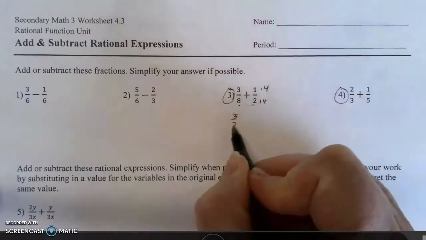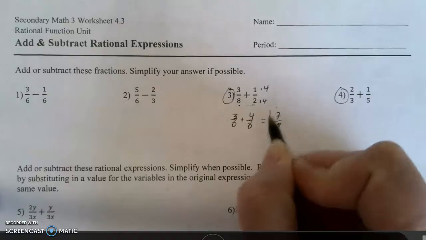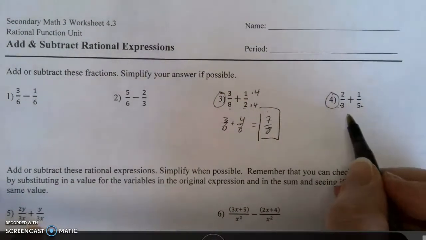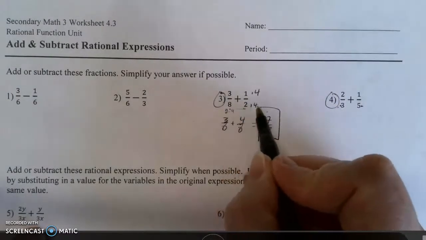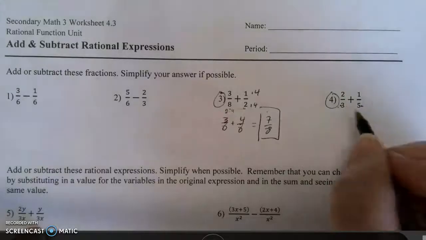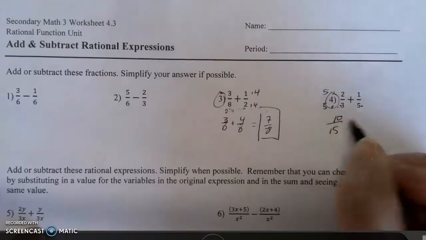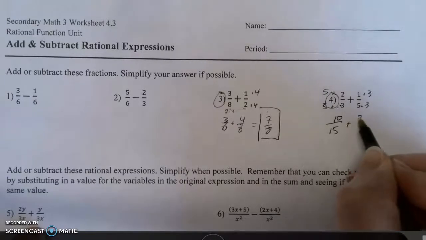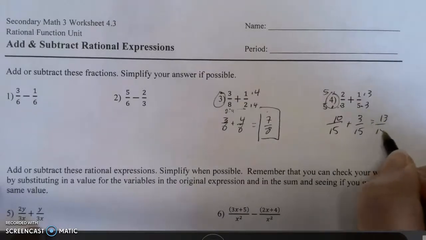So I can get 3 8s plus 4 8s, which gives me 7 8s. So here, if I don't have the same factor, I was able to take 8. The factors are 2 times 4. I had a 2. I needed a 4. So here, I'm going to times this one by 5 and get 10 over 15. And this one by 3 and get 3 over 15. So I could times both of them by different factors, and I end up with 13/15.